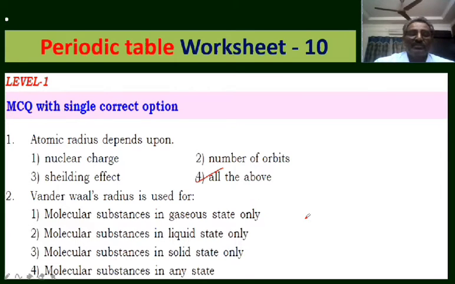The neighboring molecules are very close to each other only in the solid state. Because of that, third option is the right option. So van der Waals radius is used for molecular substances in the solid state only. The distance between the neighboring molecules is to be measured in order to calculate the van der Waals radius only in the solid state. In the solid state, the molecules are closely packed, that is the distance between the molecules is minimum. So third option is the right option here.